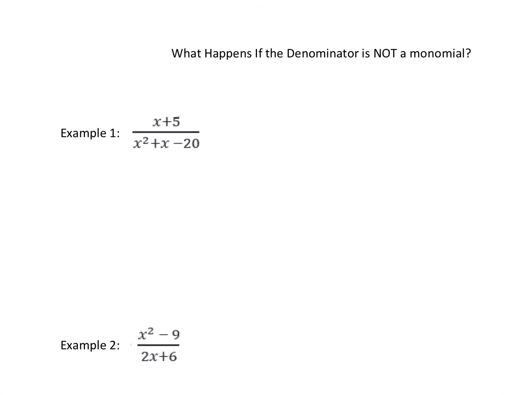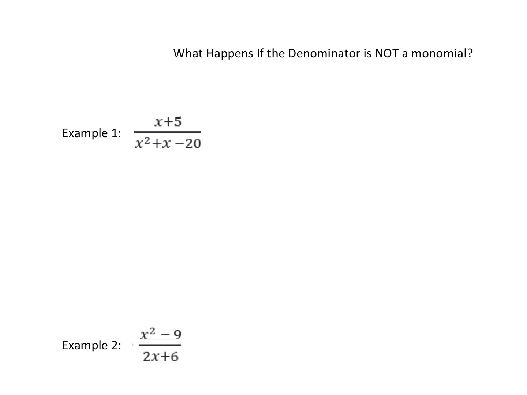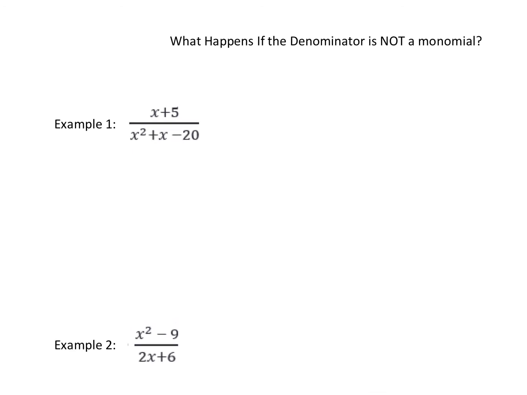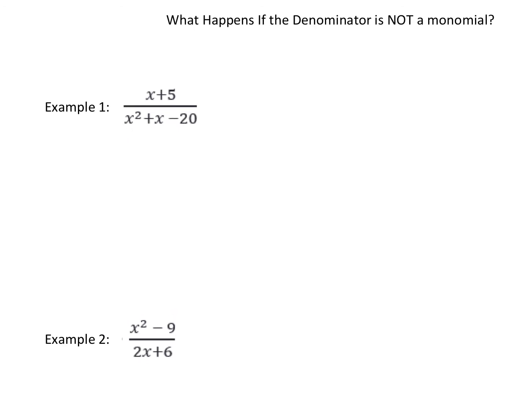All right, little review of last class, okay? So what happens when we don't have monomial terms that we're dividing, if we have bigger terms that need to be factored? So for instance, on top here, we've got a binomial x plus 5. Can we factor x plus 5, or is it good? It's good. What about the bottom, x squared plus x minus 20? Can that be factored? Yeah, x method, right?